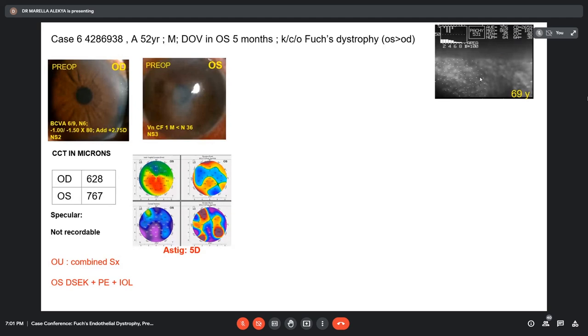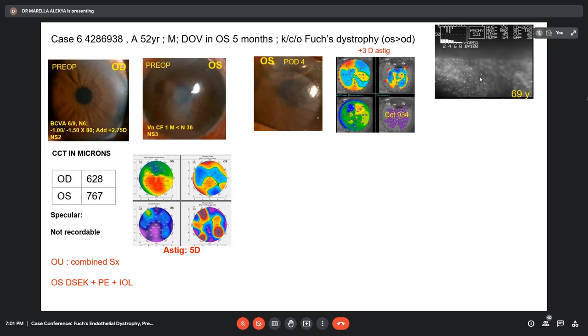On post-op day 4, corneal edema is noted. Pentacam was done. Plus 3 diopters astigmatism is noted. Central corneal thickness is 934 microns. OCT showed superior and inferior DMD. Patient did not turn up for GA. Patient came after 4 months. Vision was counting fingers 1 meter.